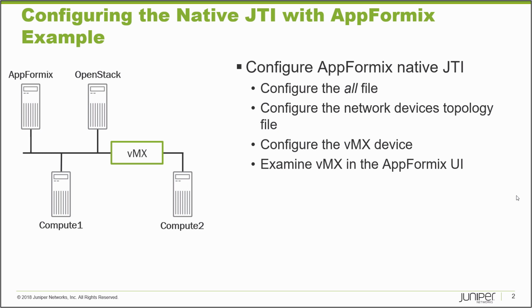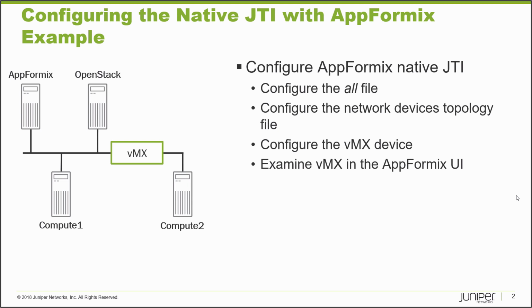So what we want to do here is monitor the metrics and statistics on VMX, which is going to be part of the underlay network, using native JTI. And so we've got a few steps we have to do. We need to configure the all file, and this is going to be on the AppFormix controller. Then we need to configure the network devices topology file, and then we need to configure the VMX device. Now, there's not a lot of configuration that happens here, but we'll go into some things we need to look out for. And then after it's set up, we are going to examine the VMX and the AppFormix user interface and see how things show up there.